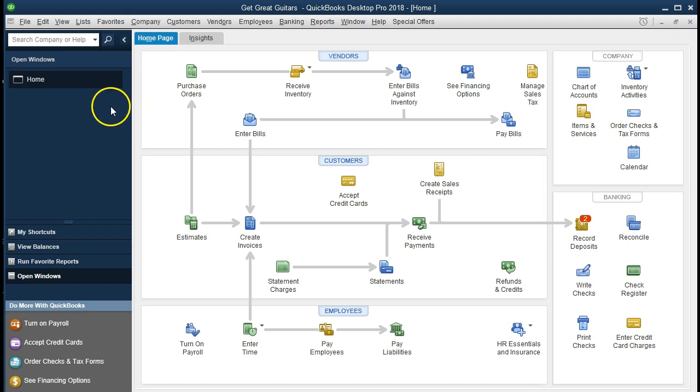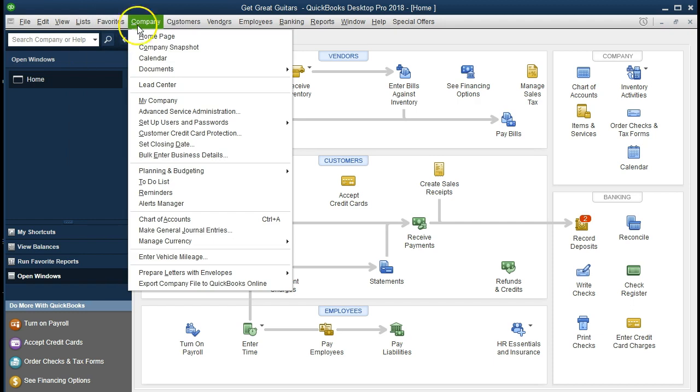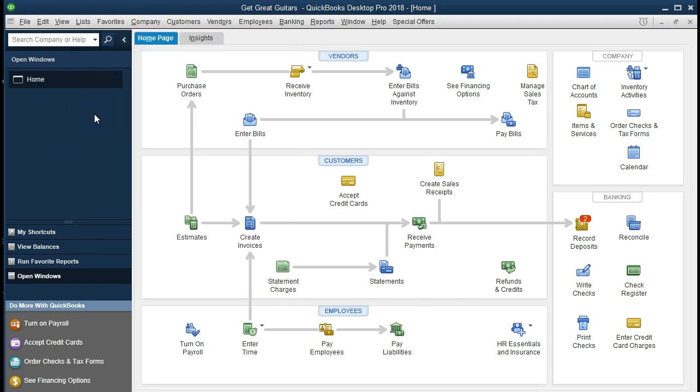Note we also have the open windows open here, and that is found at the View tab and Open Window. And of course we have the company homepage found at Company and Homepage, that being the only open window we have at this time, working through the home page. Now what we're going to do is create a receipt of inventory with the bill. So what has happened prior to this is that we have made a purchase order to the vendor. Now we're going to receive that in the mail.